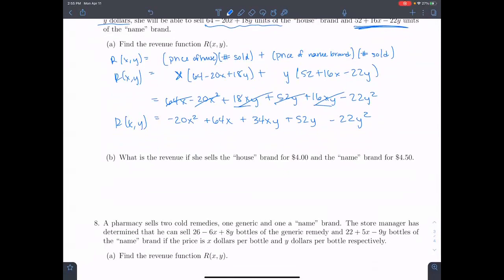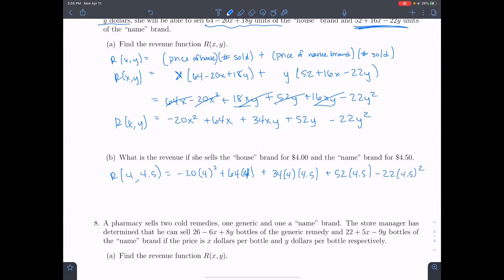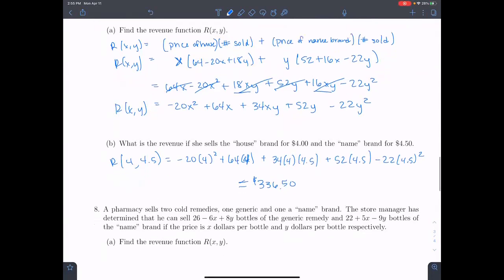So this is why you would clean that up. So this is easier to do. So you want to know the revenue if you sell the house brand for $4 and the name brand for $4.50. So you have negative 20 times 4 squared plus 64 times 4 plus 34 times 4 times 4.5 plus 52 times 4.5 minus 22 times 4.5 squared. When you type all of that into a calculator, this gives you $336.50. Seems like a lot of work for not much profit, but okay.